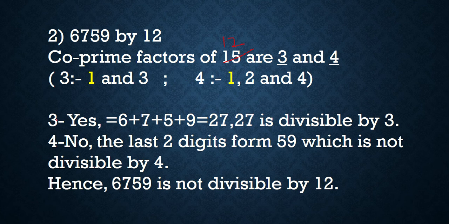Now let's see 3. What is the divisibility rule of 3? The sum of the digits should be divisible by 3. Now we got 27, so it is divisible by 3. Now what is the divisibility rule of 4? The last two digits, which are 59, should be divisible by 4, but 59 is not divisible by 4. Hence 6,759 is not divisible by 12, right? As it is not divisible by one of the co-prime factors, the number is not divisible by 12.